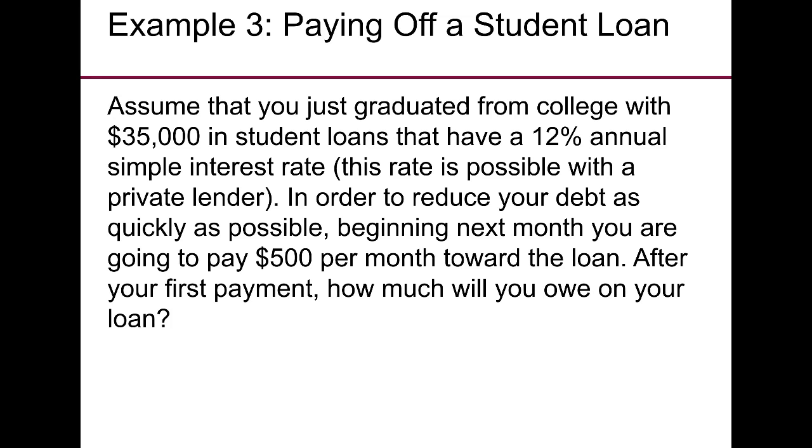In order to reduce your debt as quickly as possible, beginning next month, you're going to pay $500 per month toward the loan. After your first payment, how much will you owe on your loan? So as we all know, if we pay $500 towards a $35,000 loan, not all of that goes to principal. Some of that's going to go to interest. Let's find out how much.